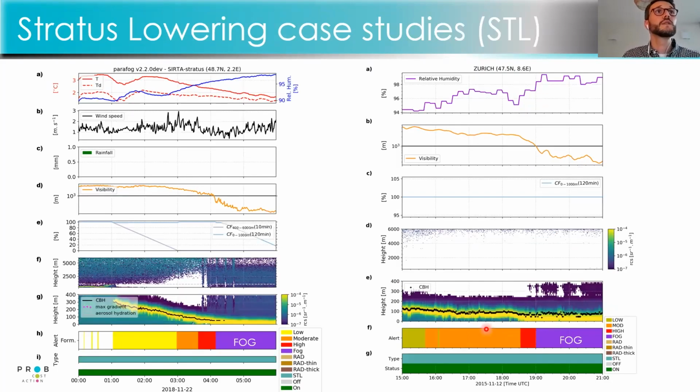Here are also two examples of stratus lowering case studies. On the left at the SIRTA Observatory, on the right at Zurich Airport. From the ALC measurement, you can see a very nice stratus, on the left or on the right in panel E, fluctuating a few hundred meters above the ground for a couple of hours. And you can see that again, Parafog is able to retrieve the different alert levels before the fog events.